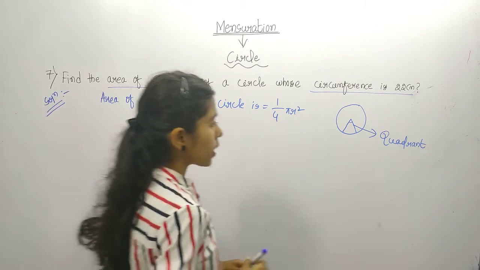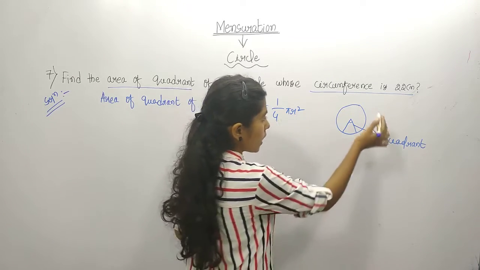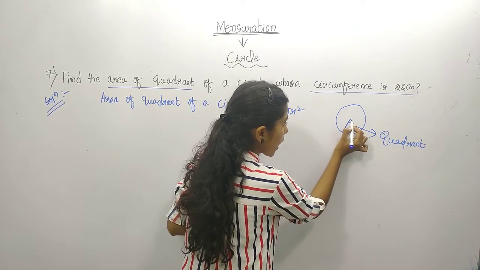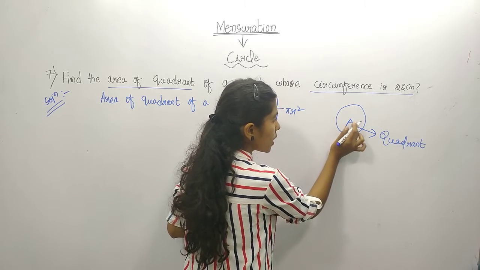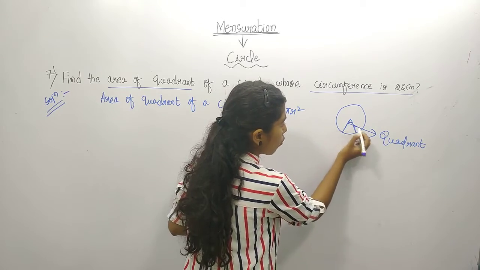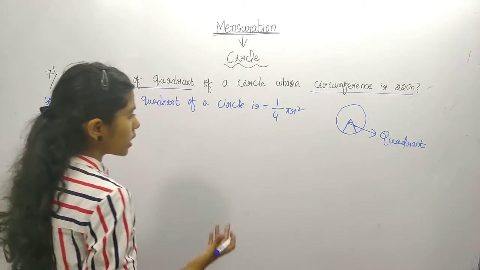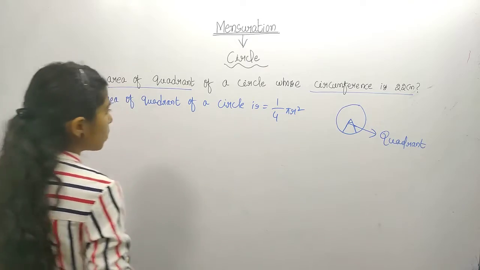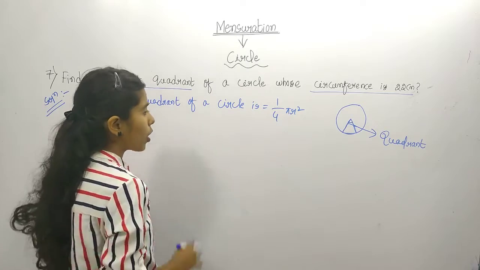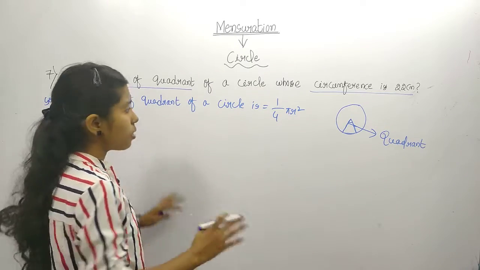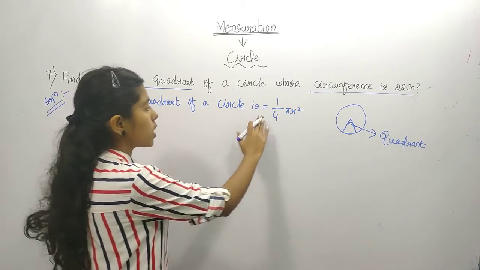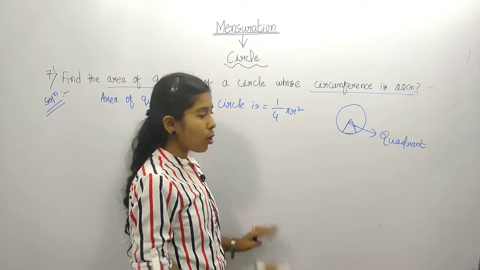So what is a quadrant of a circle first? This is the circle. Here you see two radii. This is one radius, and this is another radius. The area that comes between the two radii is called a quadrant, or you can say a sector. This is the minor sector and this one is the major sector. A quadrant is otherwise called a sector, and the formula for the area of a quadrant or sector of a circle is 1 divided by 4 pi r square.